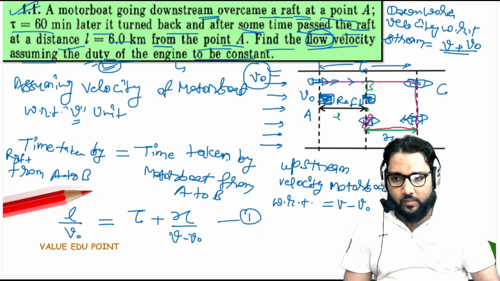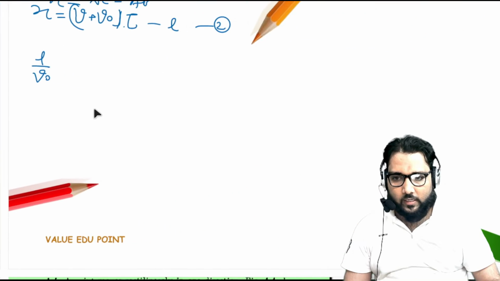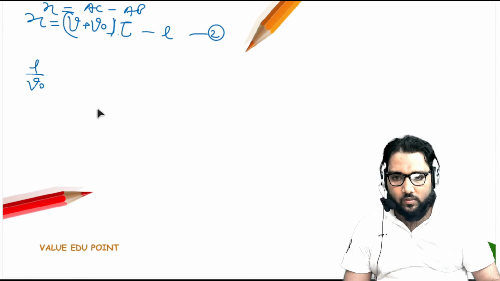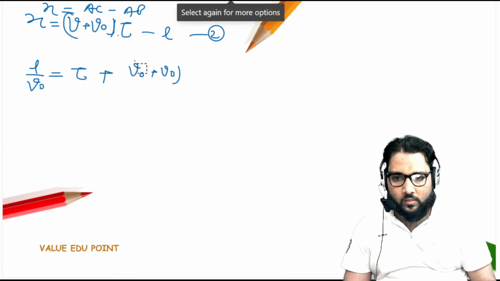So now we compare. We replace the value of x. L upon v naught upon L upon v naught is equal to tau plus x. We have calculated x, v naught, sorry, this is the v.